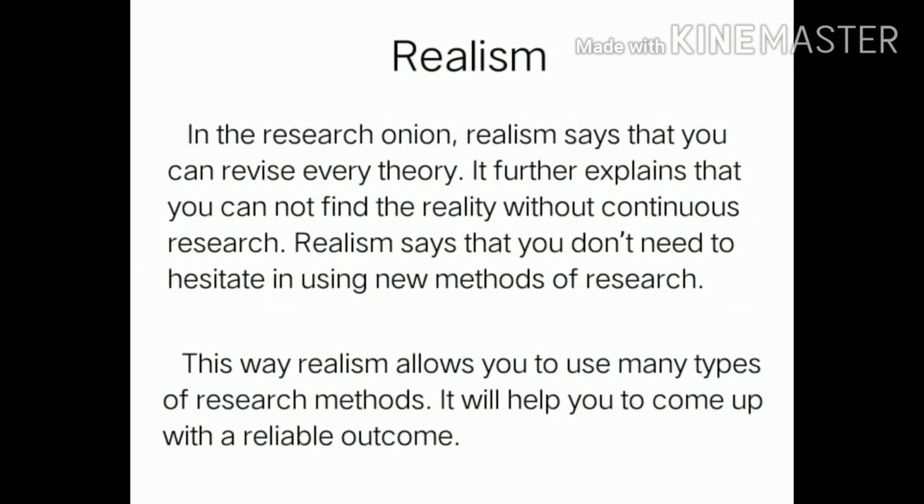Realism: in the research onion, realism says that you can revise every theory. It further explains that you cannot find the reality without continuous research. Realism says that you don't need to hesitate in using new methods of research. This way, realism allows you to use many types of research methods. It will help you to come out with a reliable outcome.